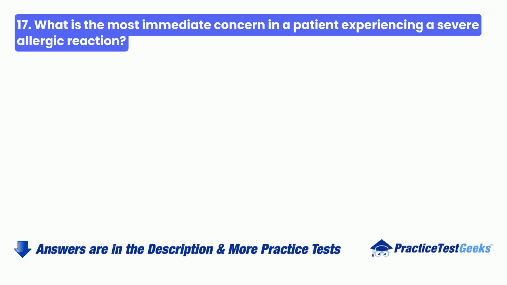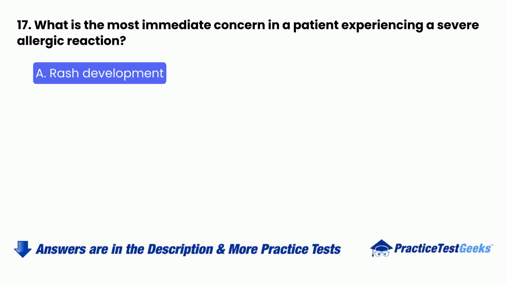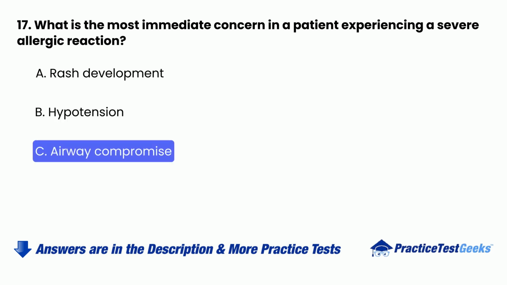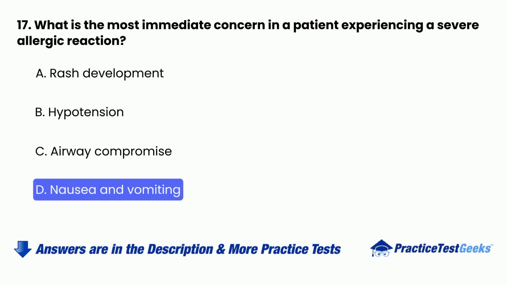17. What is the most immediate concern in a patient experiencing a severe allergic reaction? A. Rash development. B. Hypotension. C. Airway compromise. D. Nausea and vomiting.